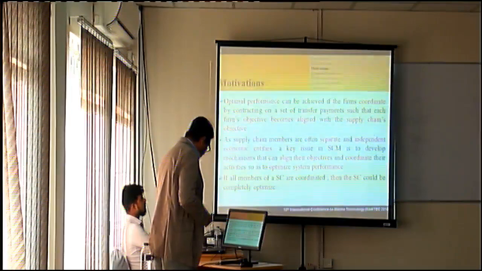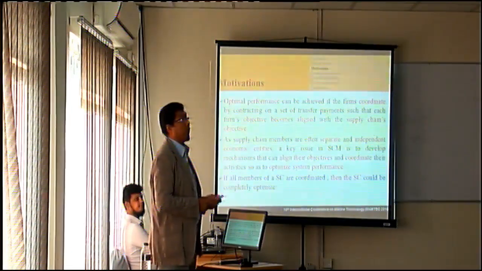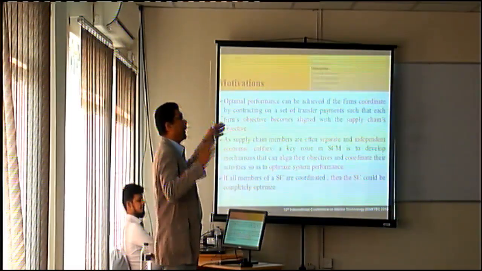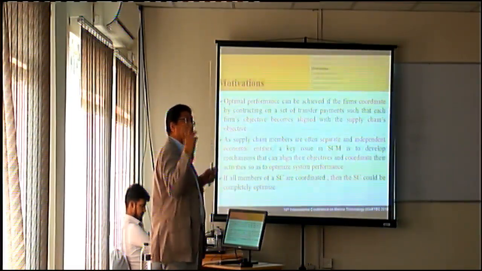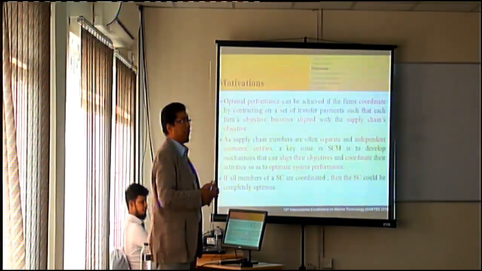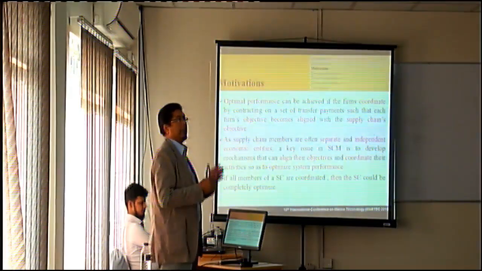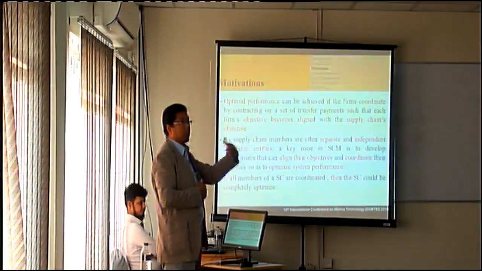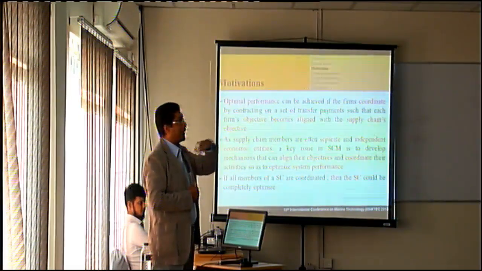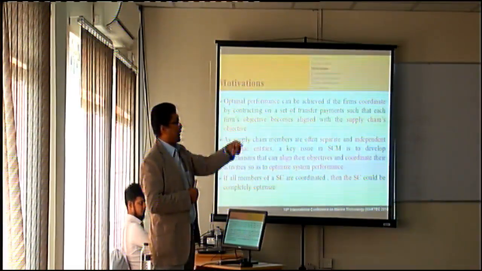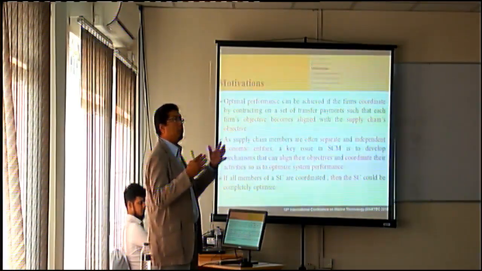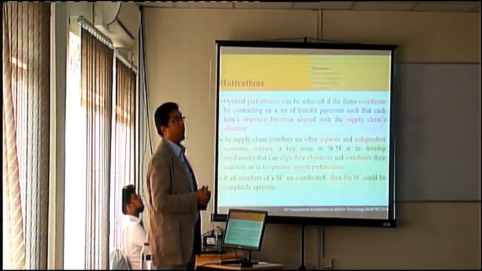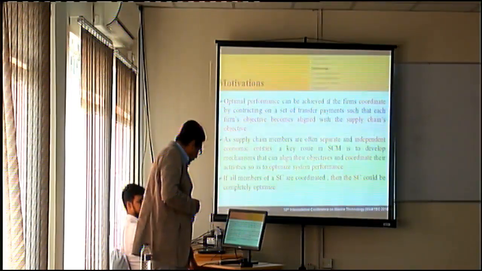So the main objective is how the supply chain works. If we have two players, suppose vendor and buyer, and they share information, for example their production availability, their inventory level, their rate of production and other things, then how can they improve their supply chain? This is our main objective, and whether it is beneficial for the whole supply chain or not. This is our main target.